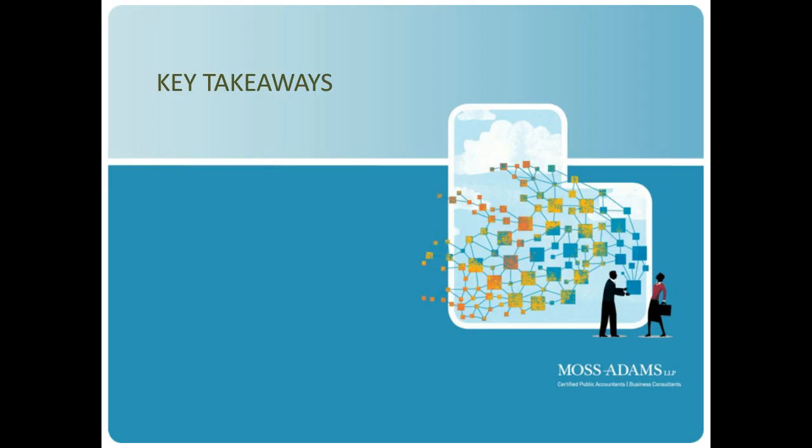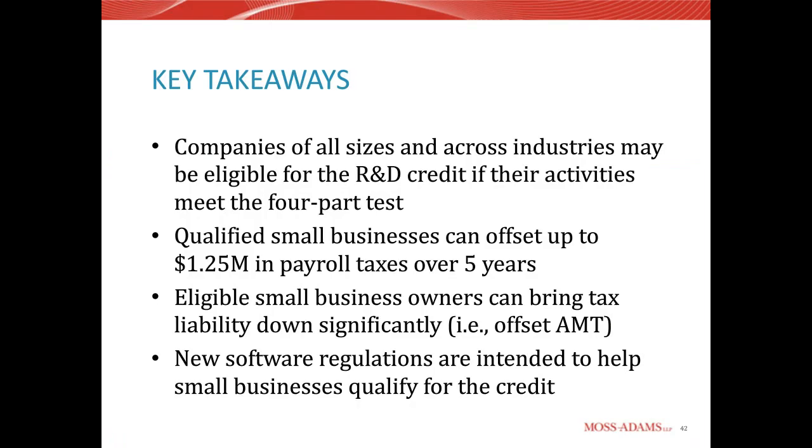Thank you, Ray. Now we just have the key takeaways from this presentation. The first is that companies of all sizes and across industries may be eligible for the R&D credit. If you have activities that are meeting the 4-part test, there's lots of additional opportunities now to actually benefit from the credit. The rules are becoming more expansive and allowing for more taxpayers to benefit, and the PATH Act was a great example of how that trend is going.